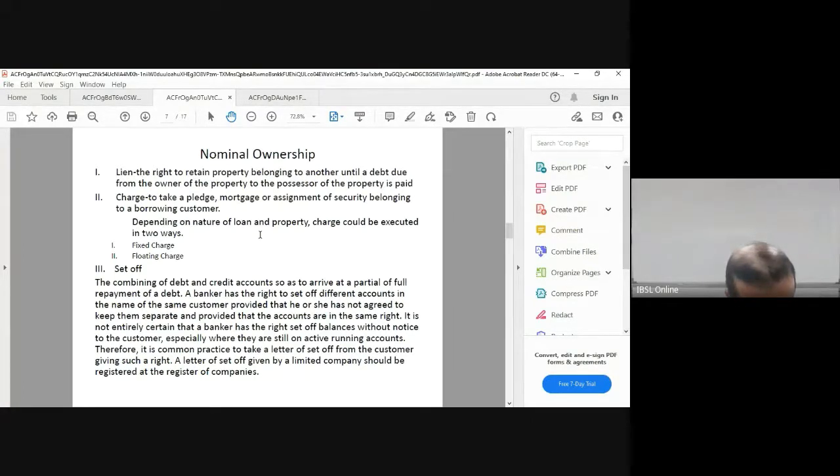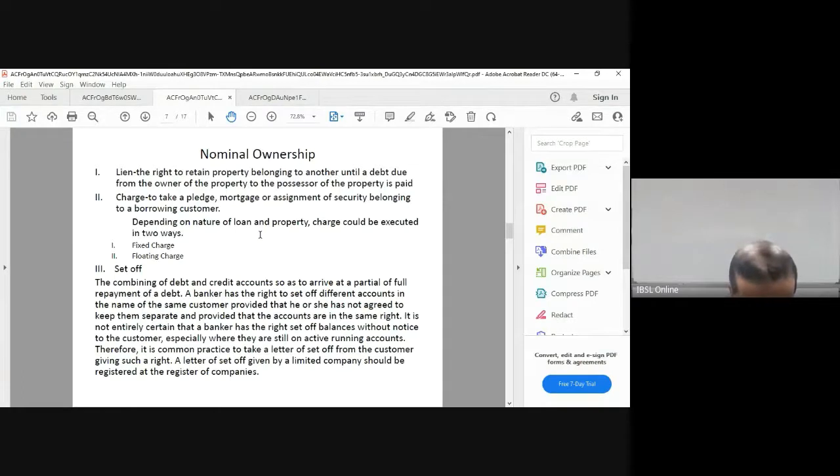It is not entirely certain that a bank has the right to set off balances without notice to the customer, especially where they are still on active running accounts. Therefore, it is common practice to take a letter of set-off from the customer to give such a right. A letter of set-off given by a limited company should be registered with the registrar of companies, so that it is a very clear direction.